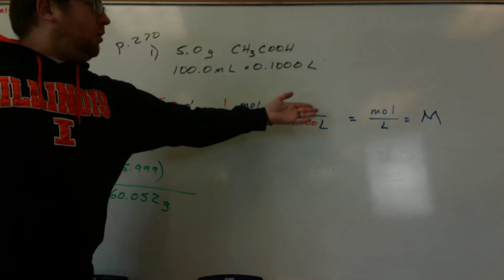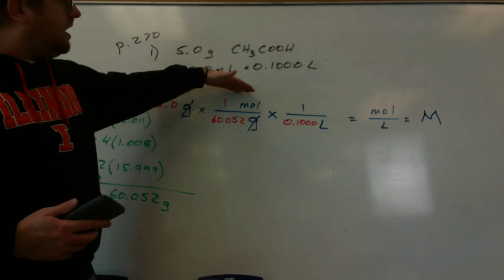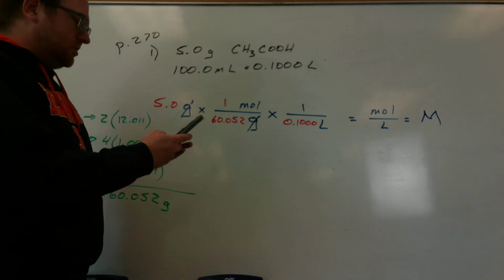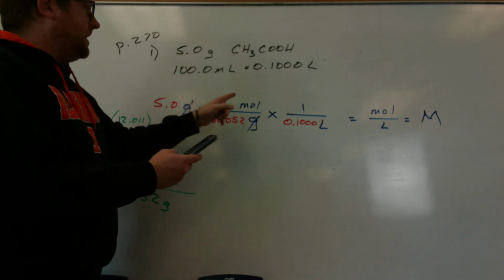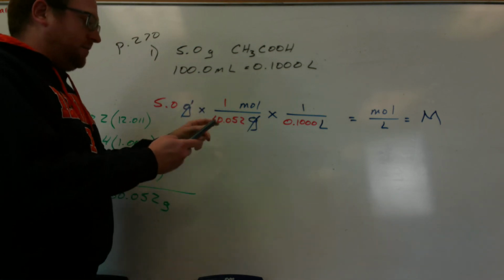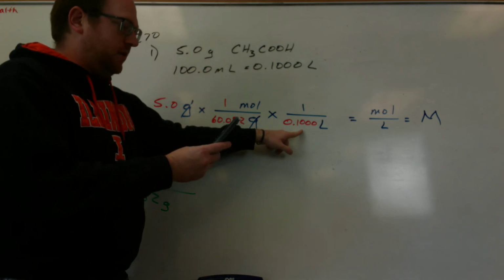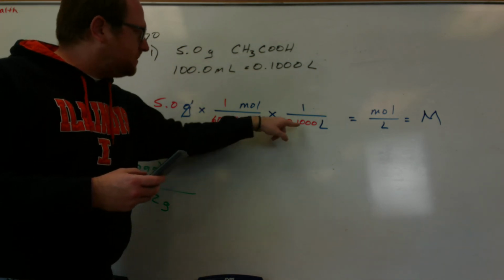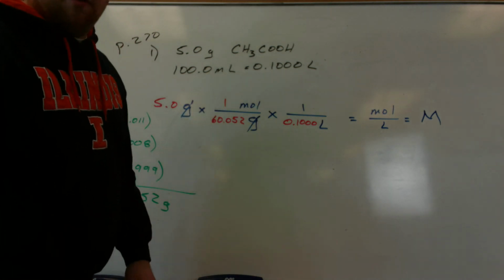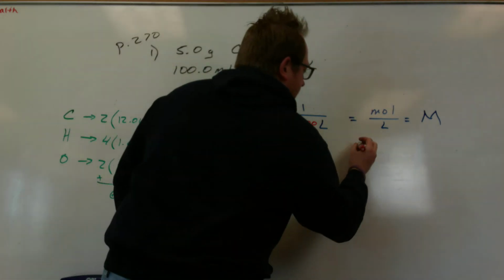Now that I've got my equation filled out, I can just put it in my calculator. All the numbers on top, I multiply, and I divide by all the numbers on the bottom. So I'm going to do 5 times 1 times 1. I'm going to assume you can do that in your head. Divided by 60.052, divided by 0.1. I need to divide by both of these because they're on the bottom of the fraction. And that'll give me an answer of 0.83.